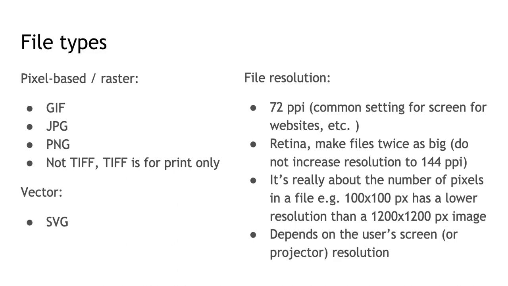72 is just the standard that we've fallen into or selected over time, because your PPI can't be 0 or 1, it needs to be something, and 72 is the standard that is used across the web. What you really care about is the number of pixels in your file. So how large is the file? For example, a 100 by 100 pixel file has a lower resolution than a 200 by 200 pixel image because there are simply fewer pixels to put on the screen.